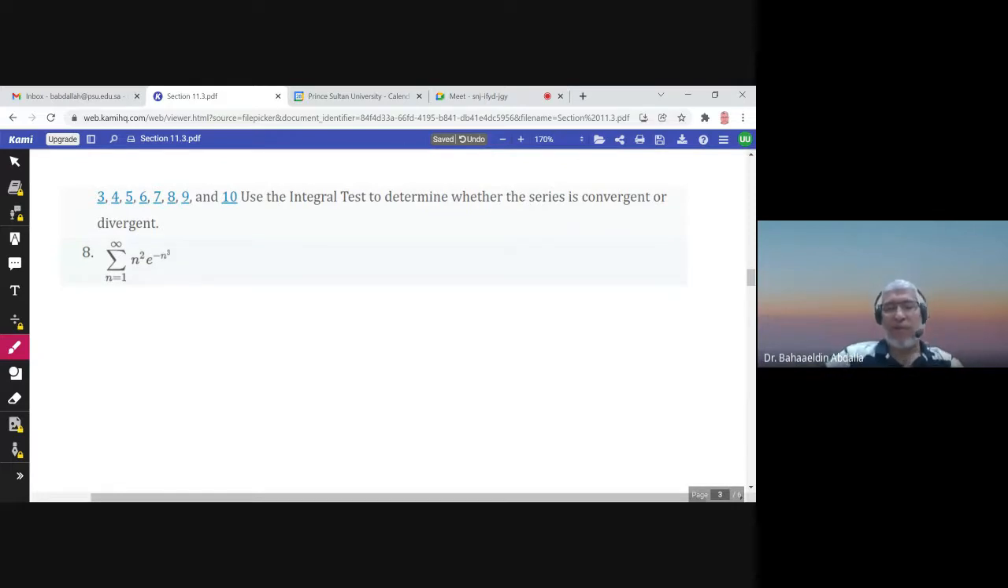Some exercises. Use the integral test to determine whether the series is convergent or divergent. So let us consider the function x squared over e to the power negative x cubed. Well, it is negative here, so when I bring it down, it would be positive. This function, e to the power x cubed is always positive, x squared always positive, no zeros. So the domain of this function is all real numbers. So f is continuous and positive from 1 to infinity.